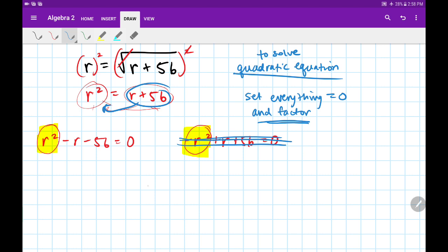Okay, I'm going to factor this using magic x. So I need two numbers that are going to multiply to negative 56 and add up to negative 1. So be careful with your signs. They're going to be 8 and 7. The one that's negative is going to be 8. Negative 8 plus 7 gives me the negative 1. And then we'll factor.